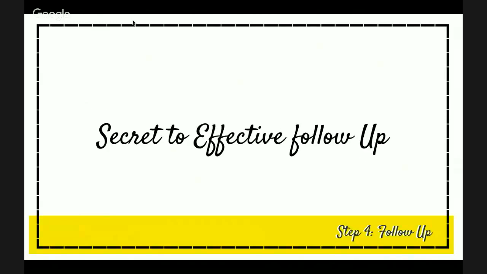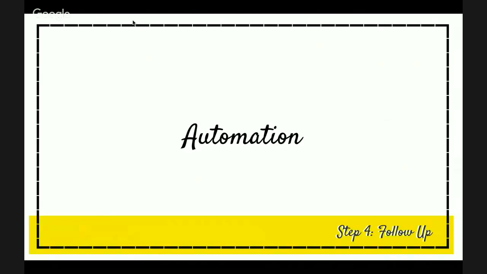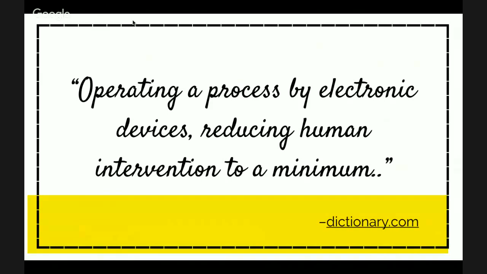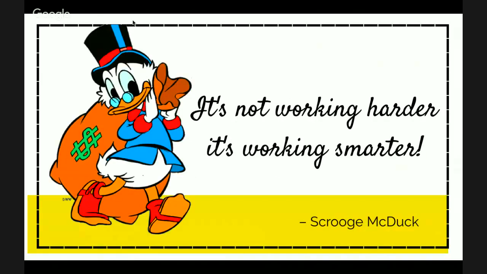Here's the secret. It's called automation. Automation is operating a process by electronic devices, reducing human intervention to a minimum. Or, to quote Scrooge McDuck, it's not working harder, it's working smarter. Automation is making things easier by using computers or programs to reduce the amount of work you've got to do. And truthfully, when you automate properly, it makes you more effective.